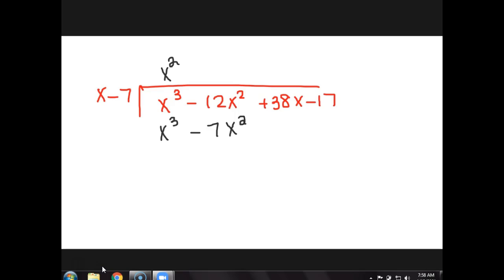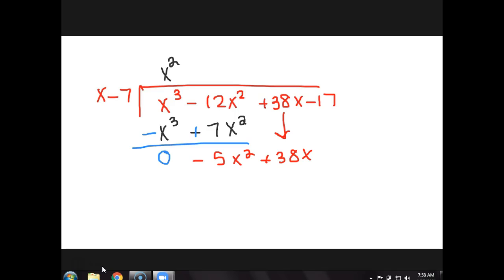Once you've multiplied that through, you change your signs. The first term should zero out. Negative 12 and positive 7 becomes negative 5x squared. And you bring down the next term, which is a positive 38x.